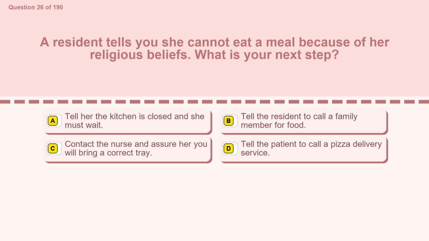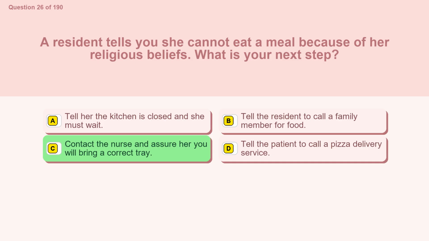Question 26. A resident tells you she cannot eat a meal because of her religious beliefs. What is your next step? Option A, tell her the kitchen is closed and she must wait. Option B, tell the resident to call a family member for food. Option C, contact the nurse and assure her you will bring a correct tray. Option D, tell the patient to call a pizza delivery service.